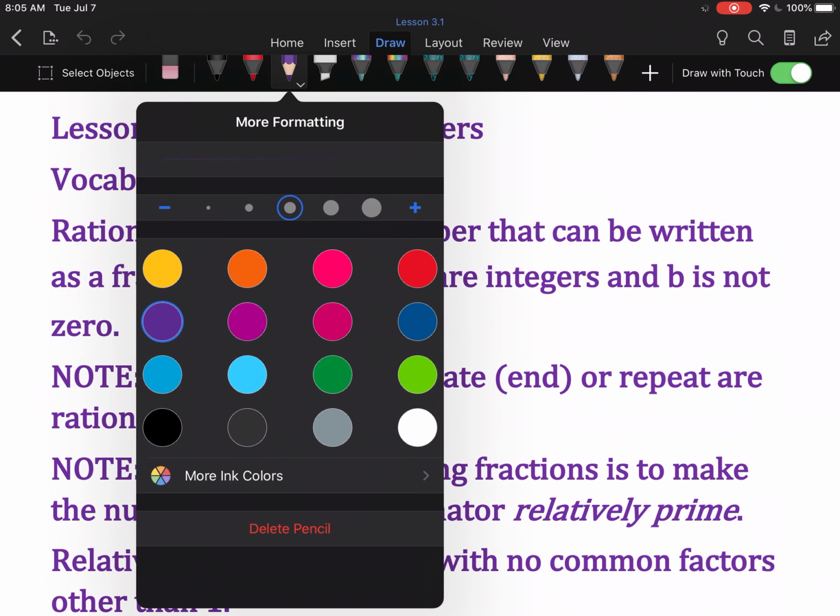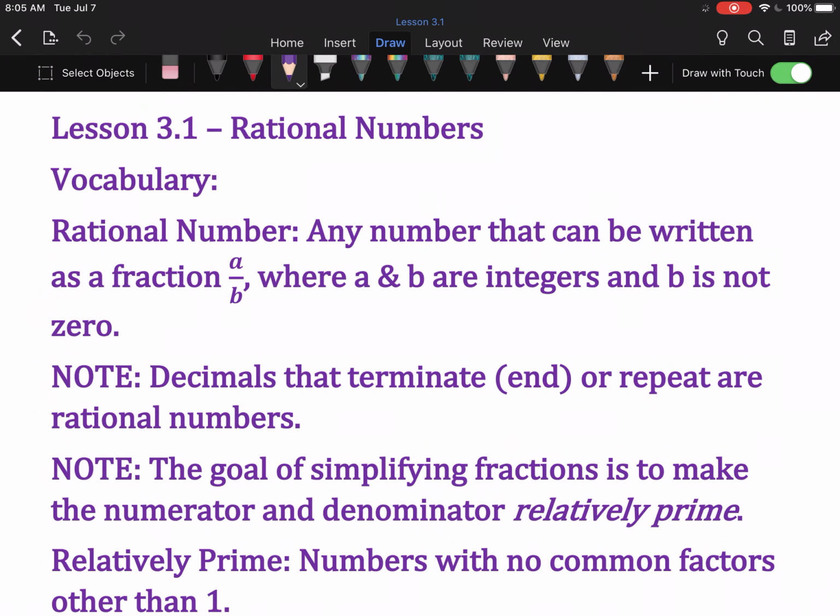Chapter 3 is all about fractions and decimals, rational numbers. A rational number is any number that we can write as a fraction a divided by b, where a and b are integers and b isn't 0. Quick note here: decimals that terminate, which means end, or repeat are rational numbers. We have the ability to write them as fractions.